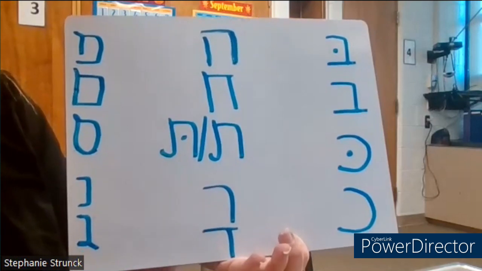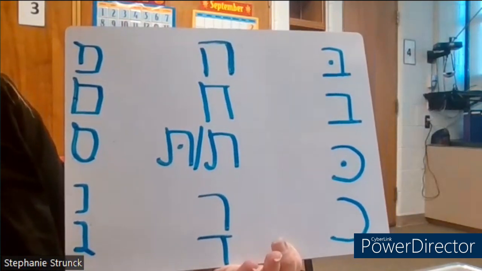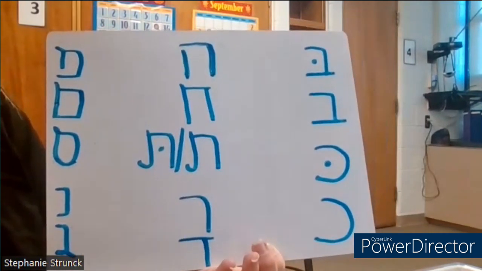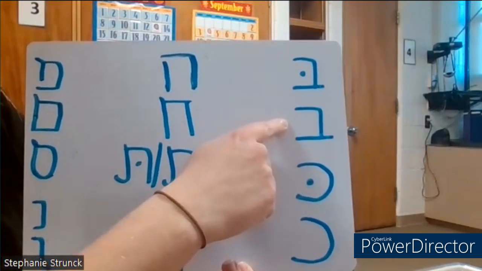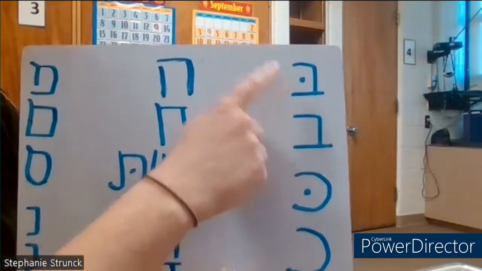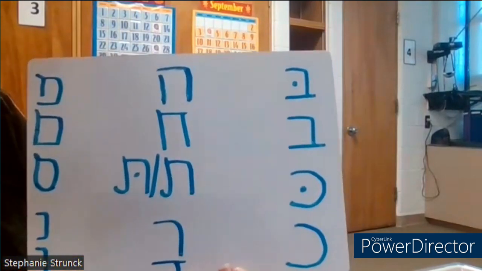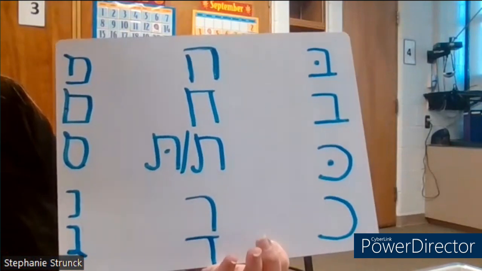What's really great about the Hebrew primer book that we work with is that they have a search and circle. They might have a whole bunch of vets written on there and then one bet, and you have to find the one that's different so you can identify the differences between the letters.